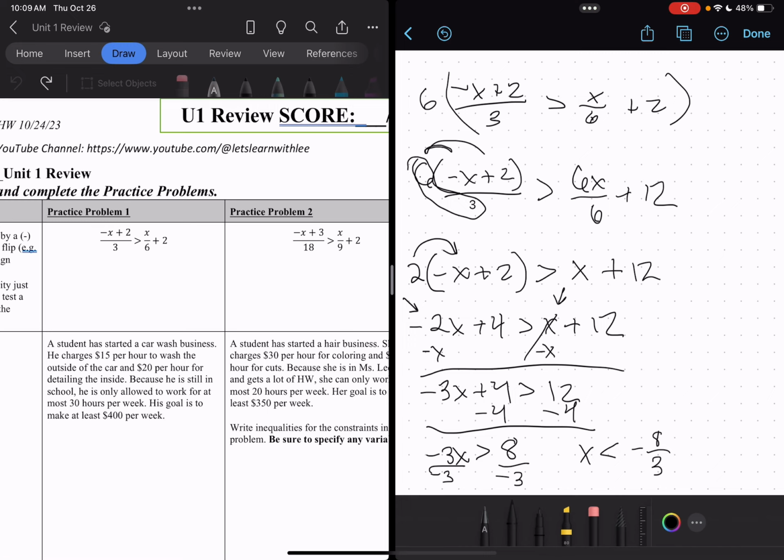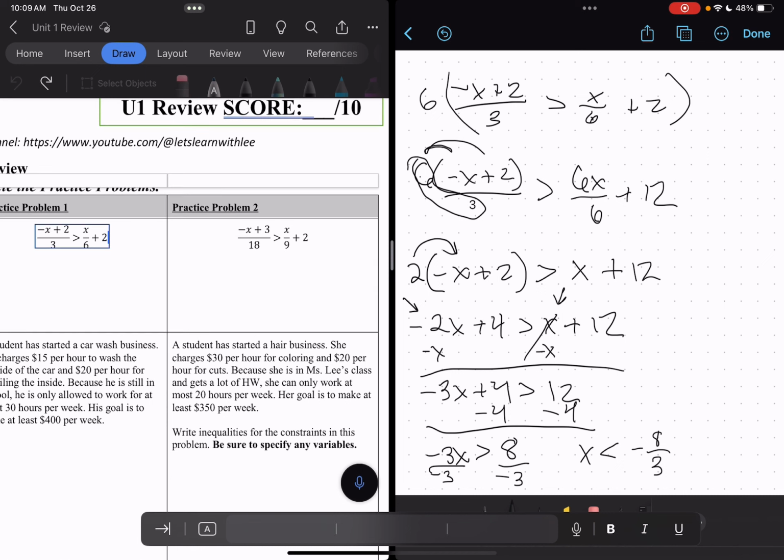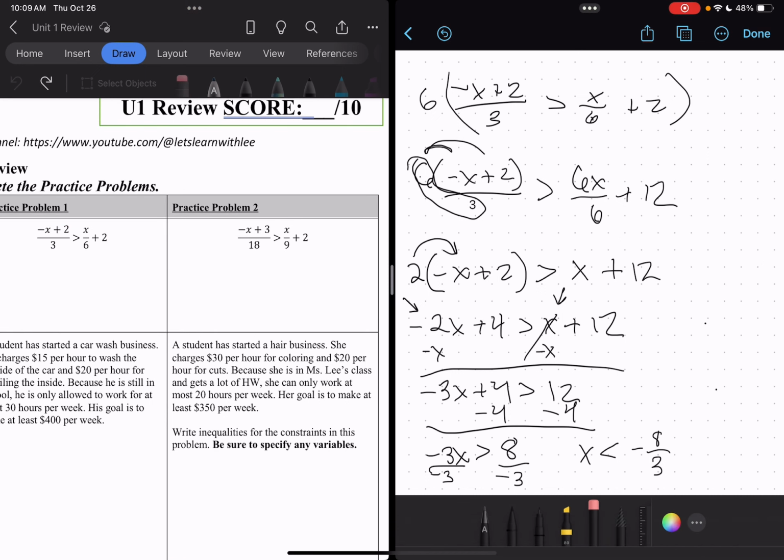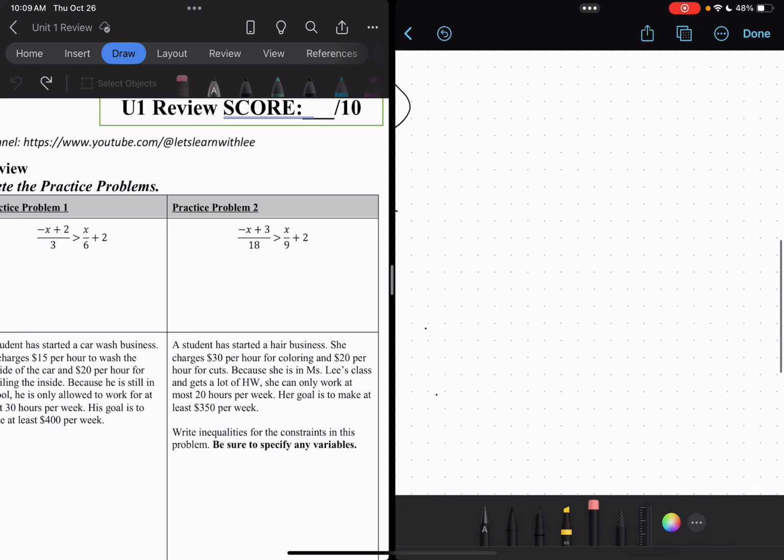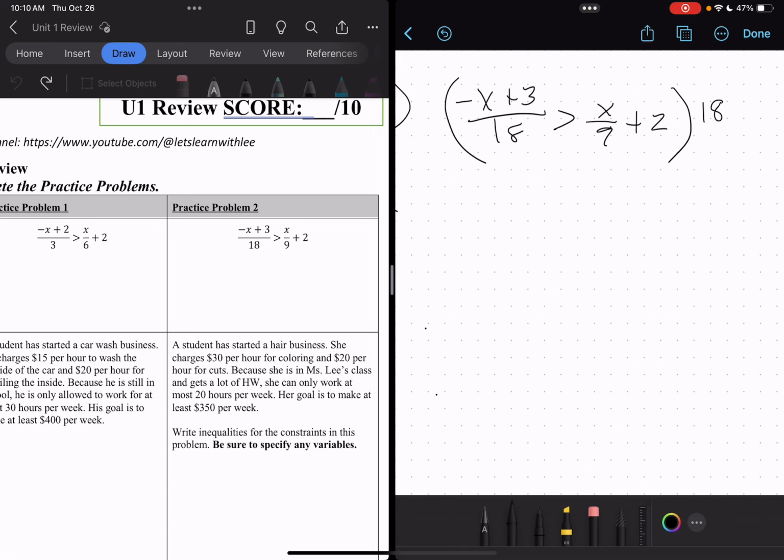Okay, let's look at practice problem 2. So go ahead and move this over. All right, so for practice problem 2, I have negative x plus 3 over 18 is greater than x over 9 plus 2. So same thing here. I'm going to go ahead and multiply this whole thing by 18, because that is going to be our least common multiple, and it's going to help me get that 18 out of the denominator.